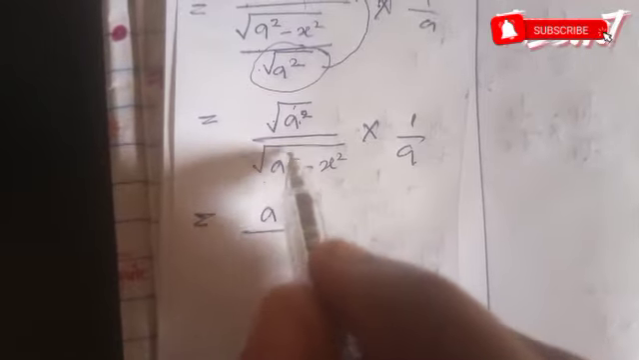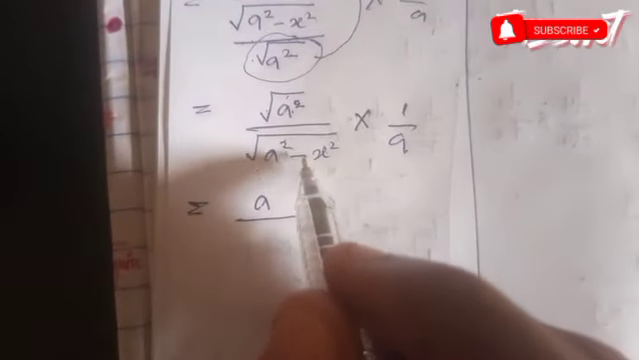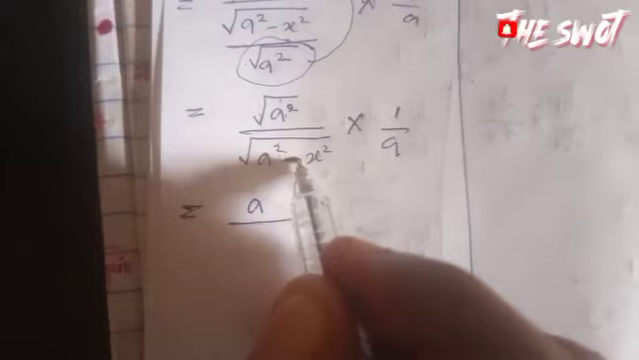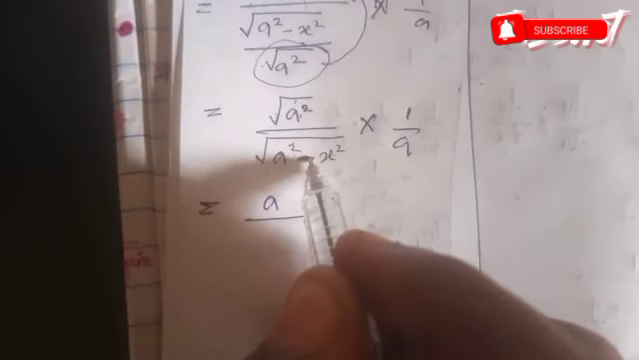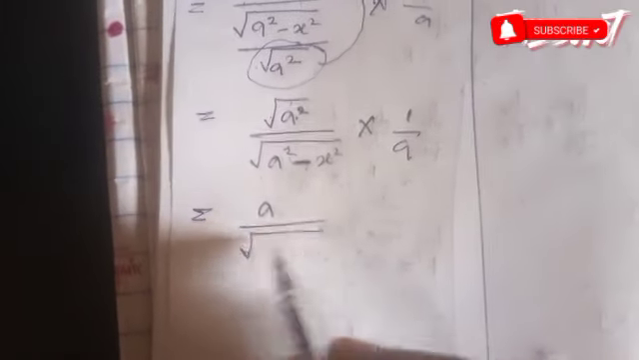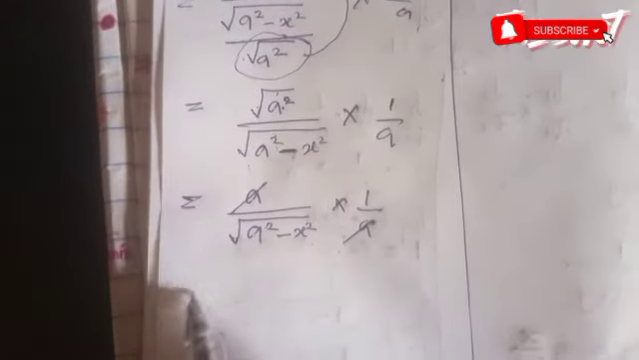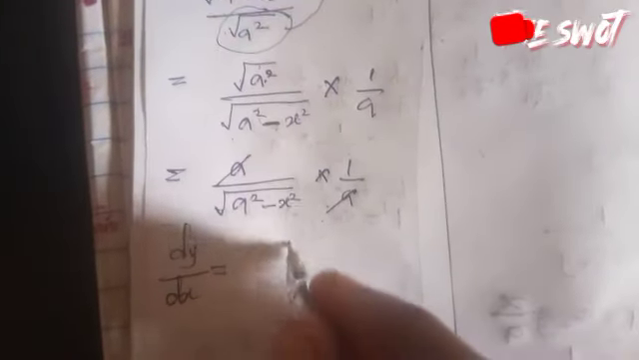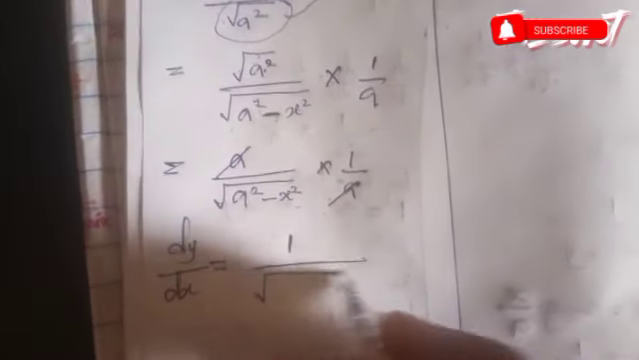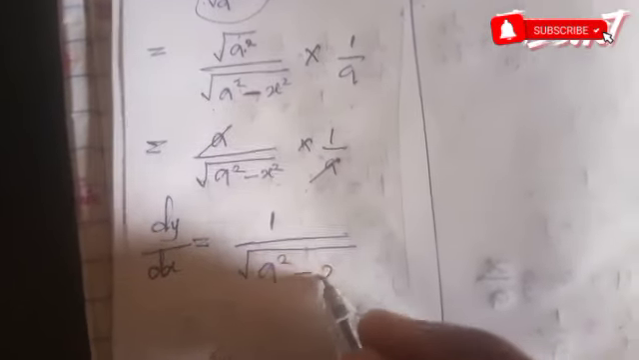A. The reason why you can't do the square root of this one and the square root of this one separately is because it's having a sign in between, so you can't split it just the way we split this one. So you'll be having the square root of a squared minus x squared times 1 over a, cancel a, so your dy dx for the first question is 1 all over the square root of a squared minus x squared. So this is the answer.